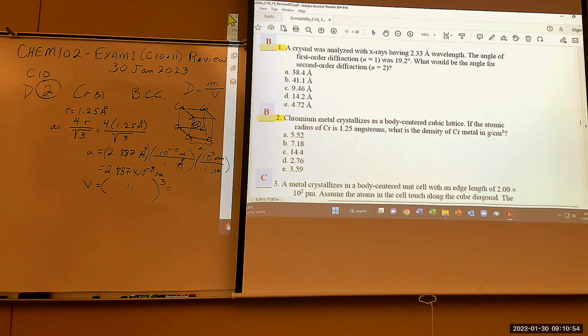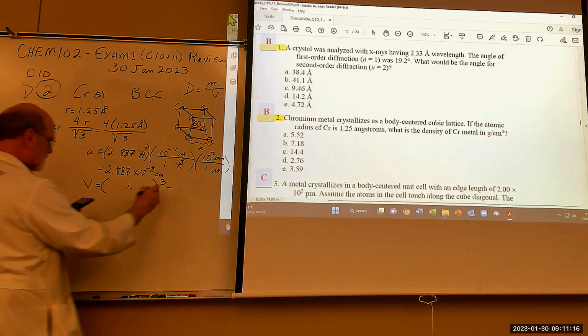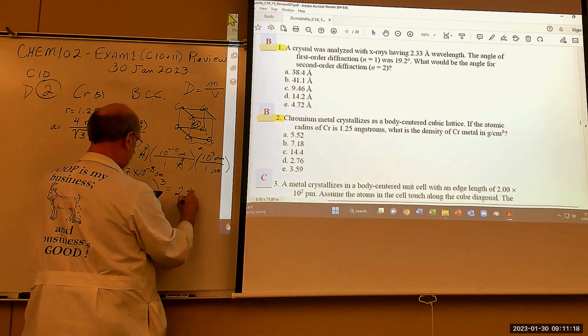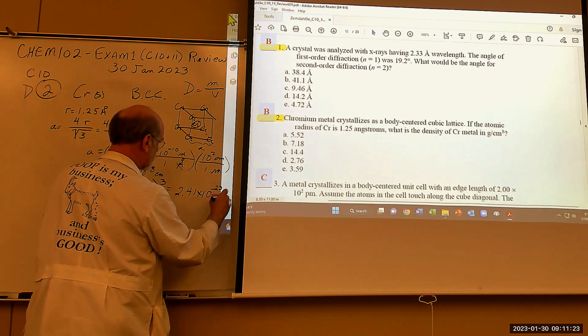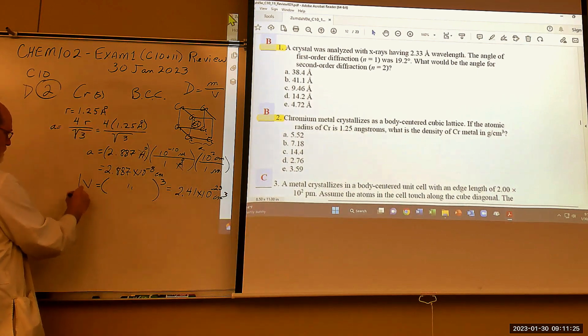And let's see, where here it is. That's not right. Let me do that again. 2.887 exponent there. Cubed. So I get 2.41 times 10 to the minus 23rd cubic centimeters. So now we've got the volume.